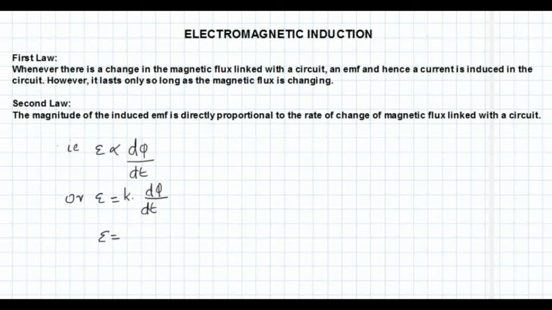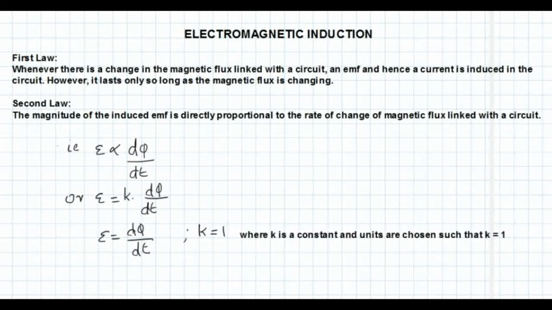But here we take the constant k equal to 1, and this is how the unit is being defined for this induced EMF. Therefore, we can write induced EMF e is equal to d phi by dt. So e is equal to d phi by dt is the mathematical representation of Faraday's law of electromagnetic induction. And if there are n number of turns for the coil, we may write e is equal to n into d phi by dt.